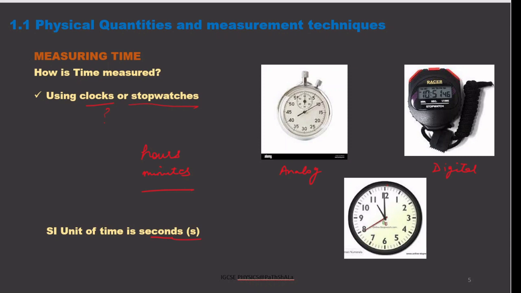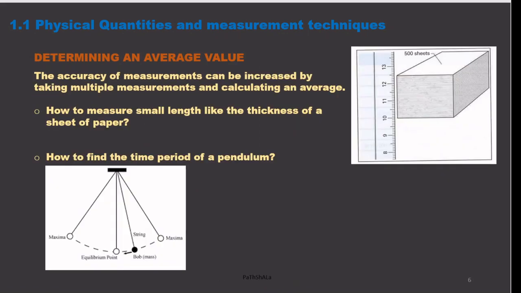Now moving to the last topic for today, determining an average value. First of all, what is the need of finding an average value? And how do we find an average value? A little bit of maths here. Let's say I have three values, 3.1, 2.2 and 8.6. I have to find the average of these three. So what will I do?